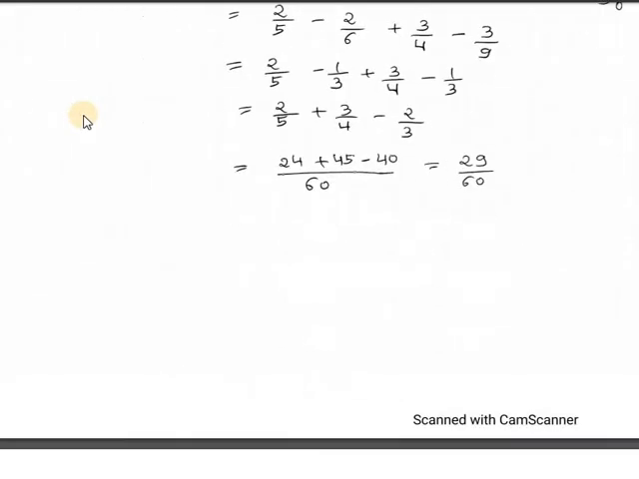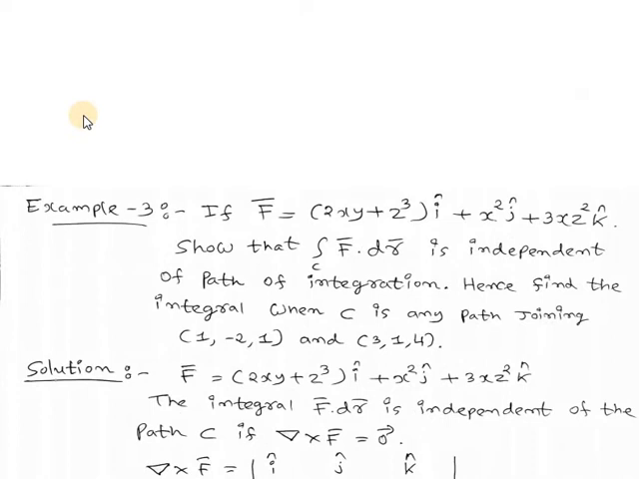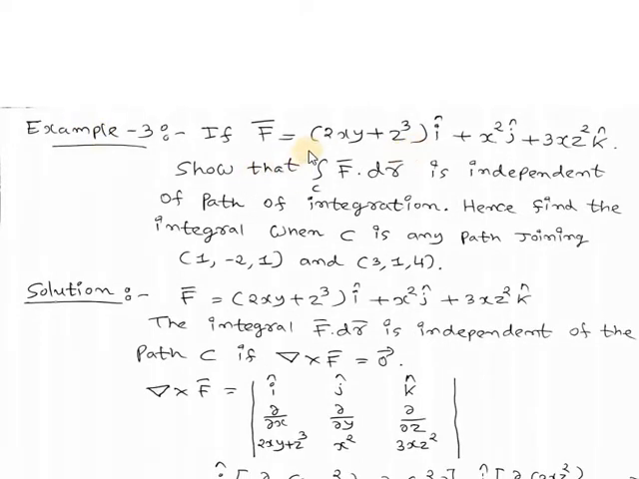Now let us discuss example number 3. If F bar is given by (2xy plus z cube) i cap plus x square j cap plus 3xz square k cap, then show that the line integral is independent of the path of integration, and hence find the integral when C is any path joining from (1, minus 2, 1) to (3, 1, 4). So here we have to show that the line integral is independent of path of integration.